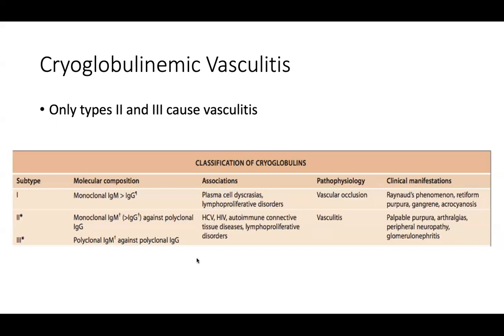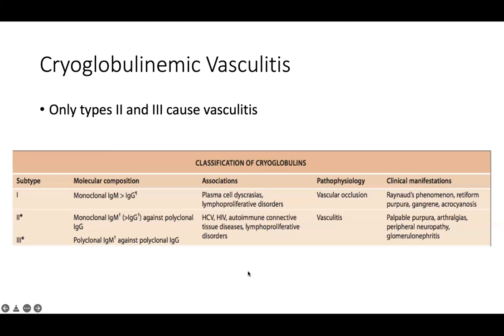So just a quick way to remember 1, 2, and 3: 1 is monoclonal IgM, 2 is monoclonal IgM against polyclonal IgG, and 3 is polyclonal IgM against polyclonal IgG. So always think about the IgM first, and it's either not against IgG, or it's against polyclonal IgG, or it's polyclonal against polyclonal IgG.